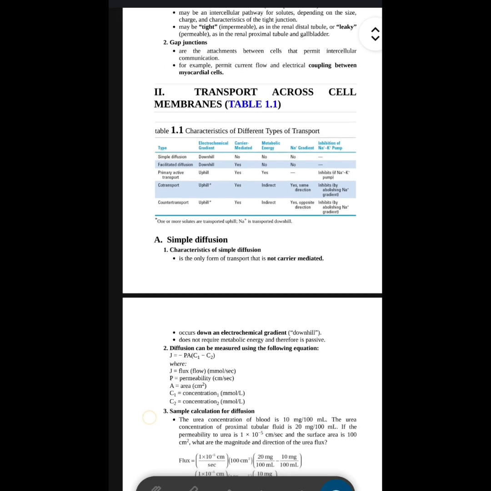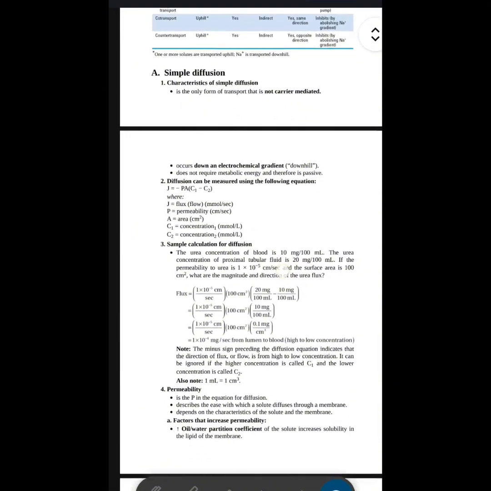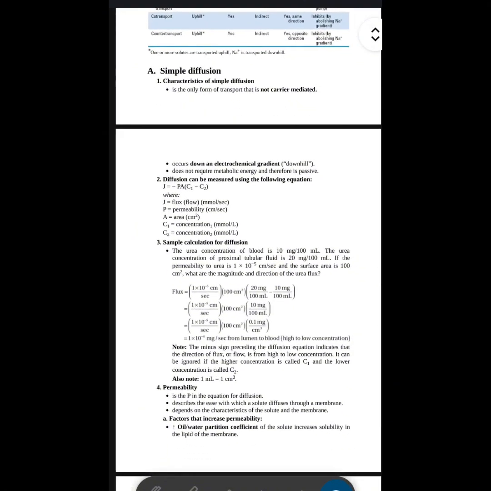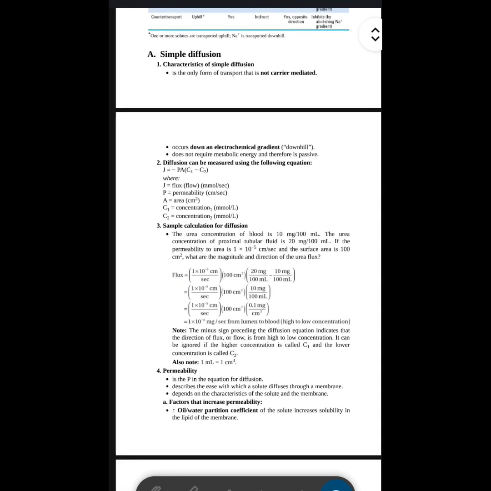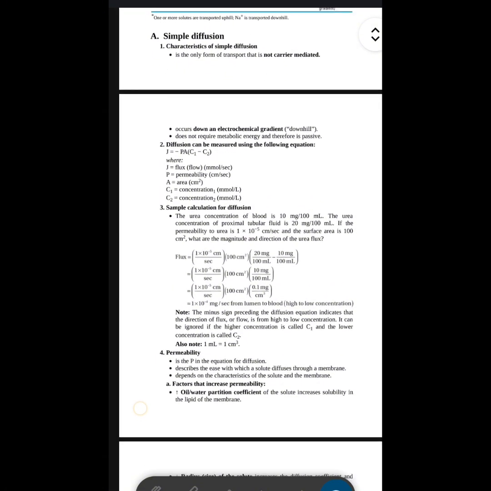Okay. And then we have simple diffusion. That's the only form of transport that is not carrier mediated, occurs down the electrochemical gradient, as I told you first, and does not require metabolic energy, therefore it is passive. Diffusion can be measured using the following equation.